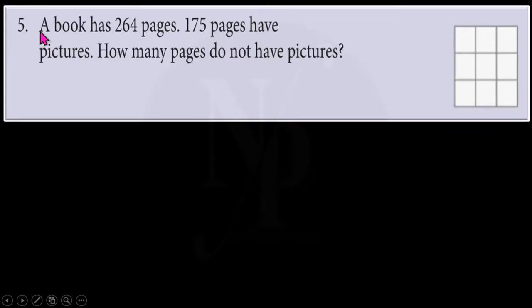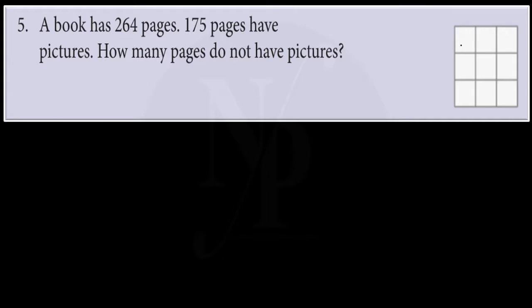Question number 5. A book has 264 pages. 175 pages have pictures. How many pages do not have pictures? So in a book there are 264 pages in total. Among those, on 175 pages there are pictures, and there are some other pages on which there are no pictures. So we have to find the number of pages on which there are no pictures in that book. So that can be found by subtracting 175 from 264.